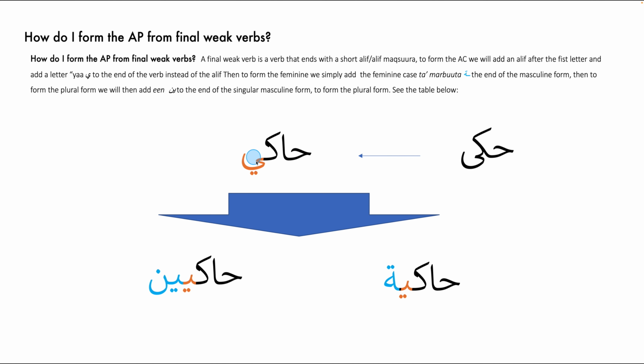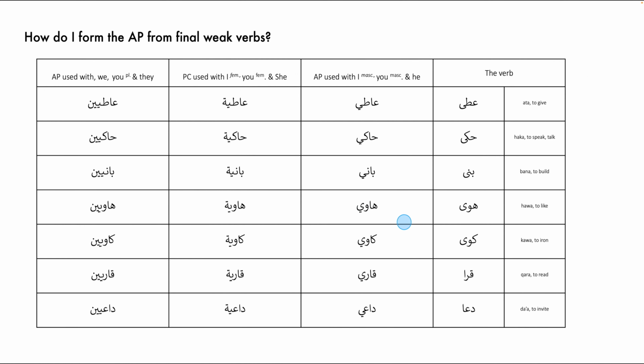And if you change that after forming the active participle to the feminine, you'll add the feminine case at the end of it, which is called ta marbuta, so it becomes hakiye. And then if you change it to the plural, you'll add an "in" to the end of it, so it's hakin.